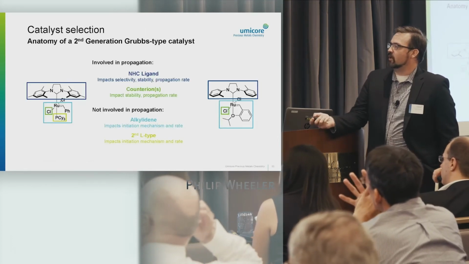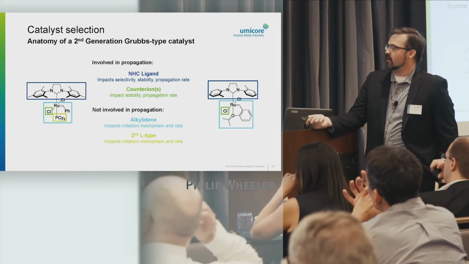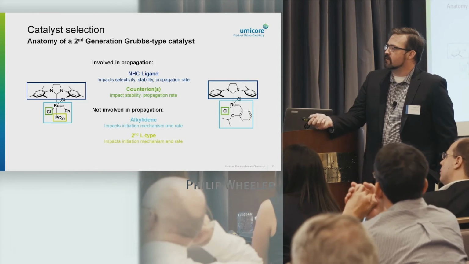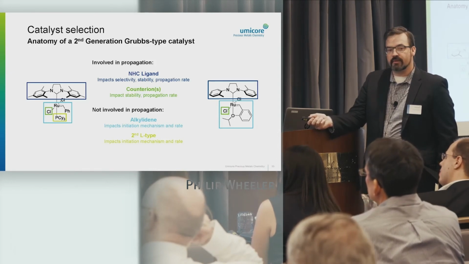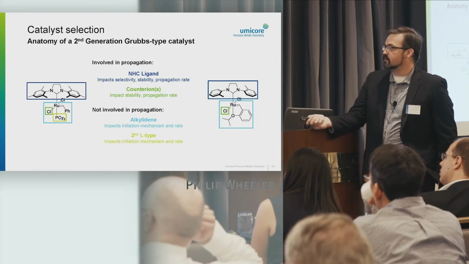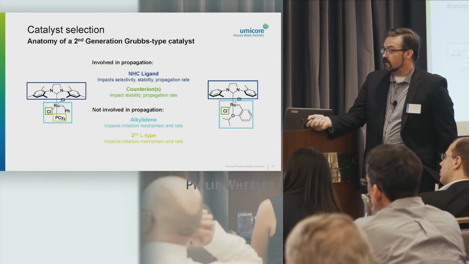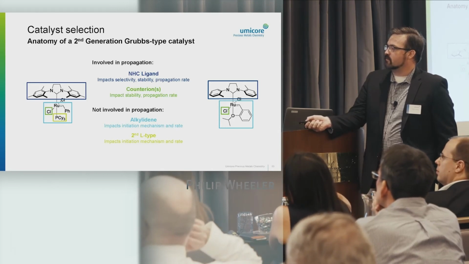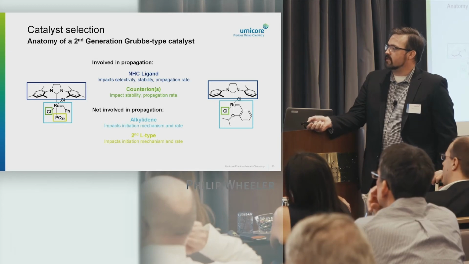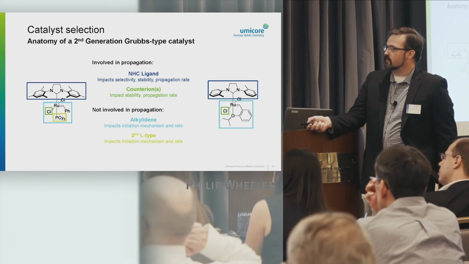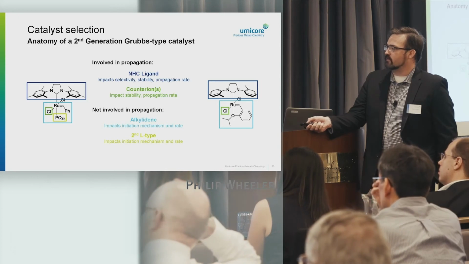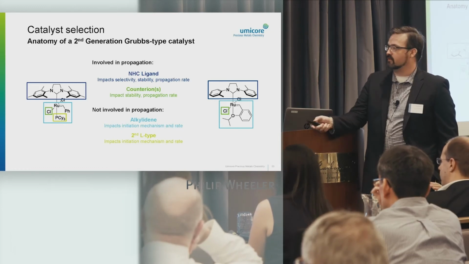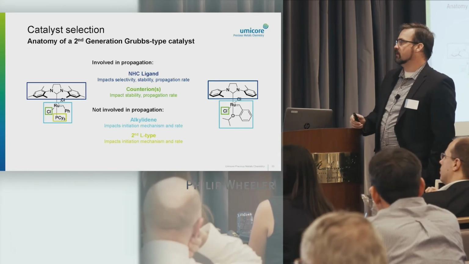So in terms of what's involved in those propagation steps, what do you still have on here? I've stripped away some of the detail. What's still on there is the NHC ligand. This certainly impacts the selectivity, also the stability of the propagating catalyst, as well as the rate. The counterions can certainly play a role. They're still on there. But what's not involved in the propagation is this alkylidene, this lower portion, nor is the second L-type ligand. If there is a second L-type ligand, such as a phosphine, it actually has to fall off before the catalyst can initiate onto the substrate. So that's not typically involved in the on-cycle catalysis.